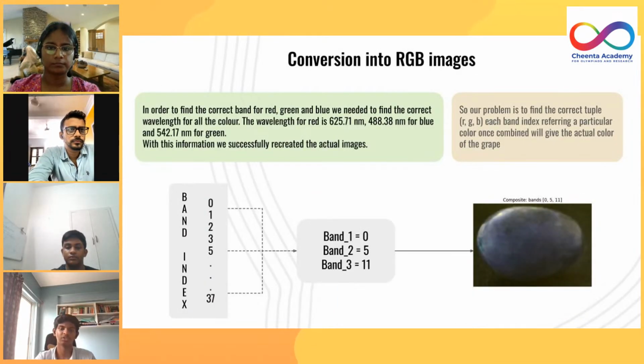Next slide. So we also use the same multispectral image data in the form of RGB images. In order to find the correct bands for RGB, red, green, and blue, we needed to find the correct wavelength for all the colors. The wavelength for red is 625.71 nanometers, 488.38 nanometers for blue, and 542.17 for green. With this information, we successfully recreated the actual images. So now the problem was to find the correct tuple of each band index referring to a particular color, which once combined will give the actual color of the grape.